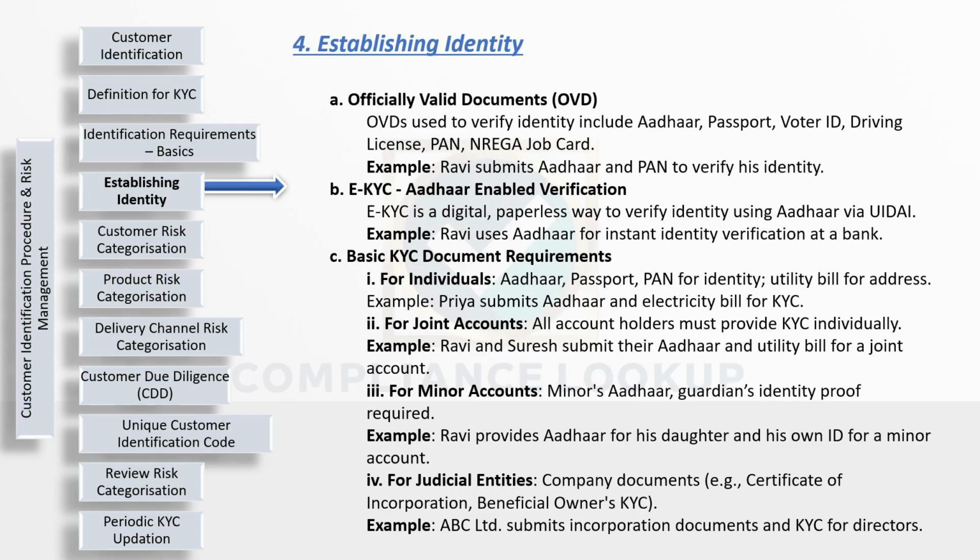Second, for joint accounts. In joint accounts, all account holders need to provide their KYC documents individually. Example: Ravi and Suresh open a joint account. Both of them must submit their identity and address proof like Aadhaar card, utility bill for the account to be opened.